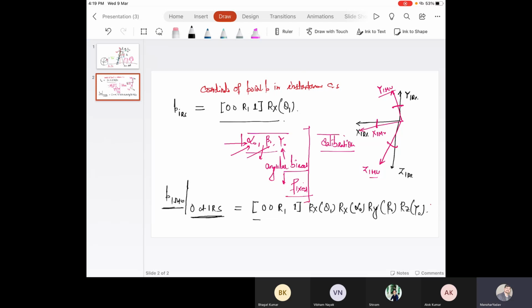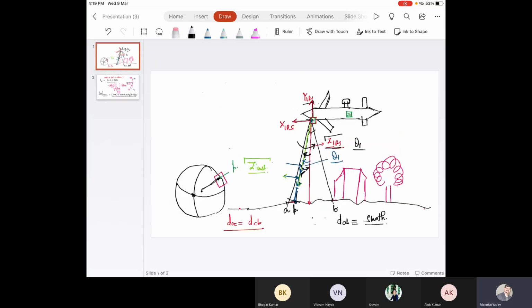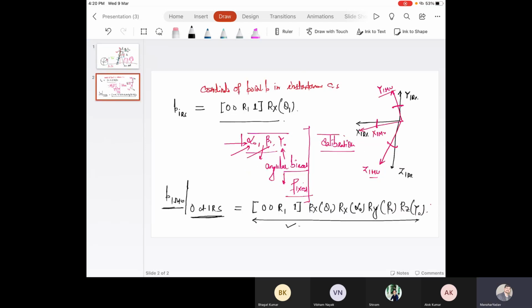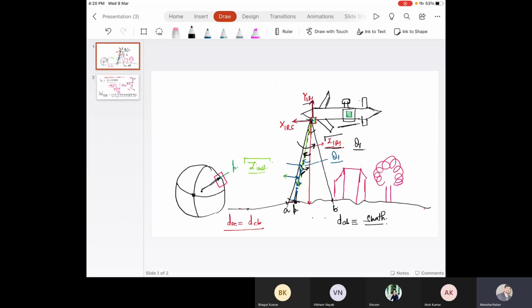Now this vector tells us this point P is over here, in the IMU body coordinate system, but the origin still lies over here. So this is a kind of vector from the origin of the IRS, the instrument reference system, to point P. If you connect these two points, you get this vector, and it is in the IMU body coordinate system.